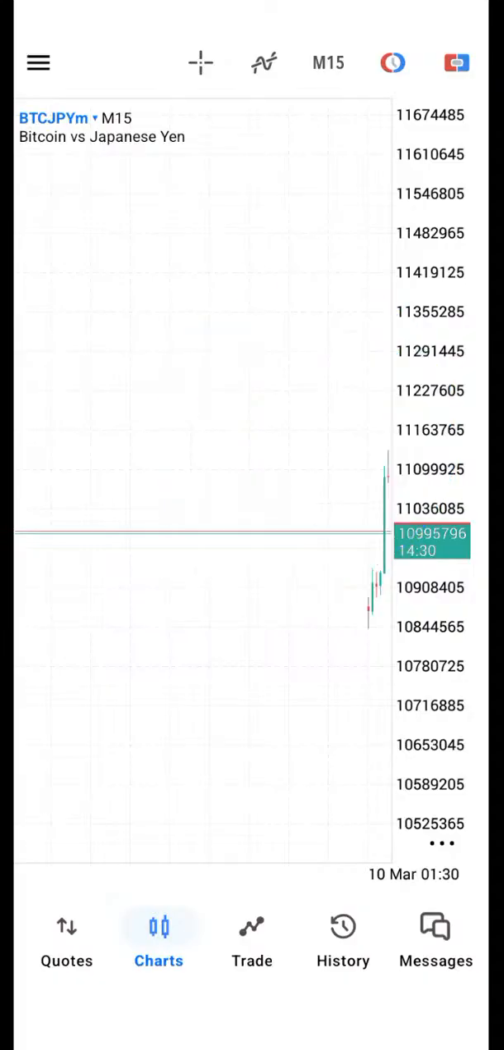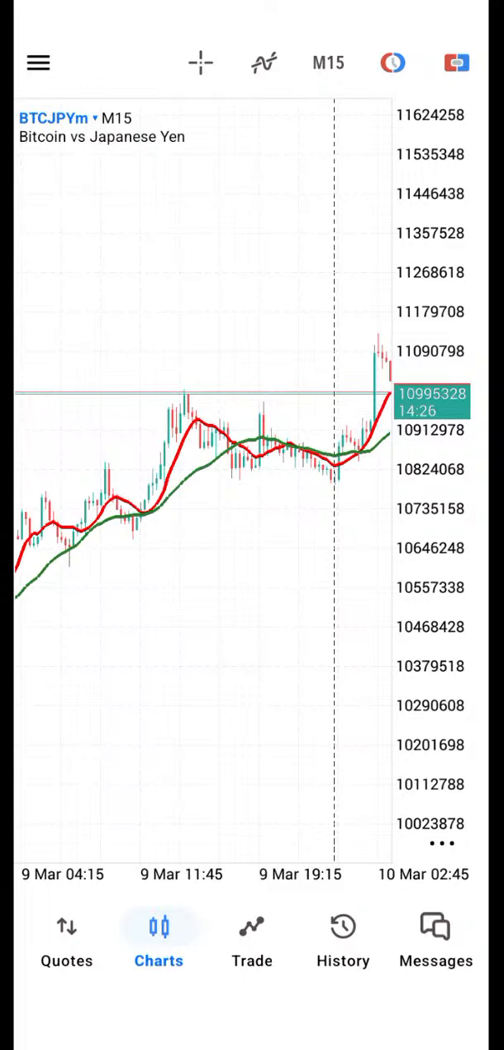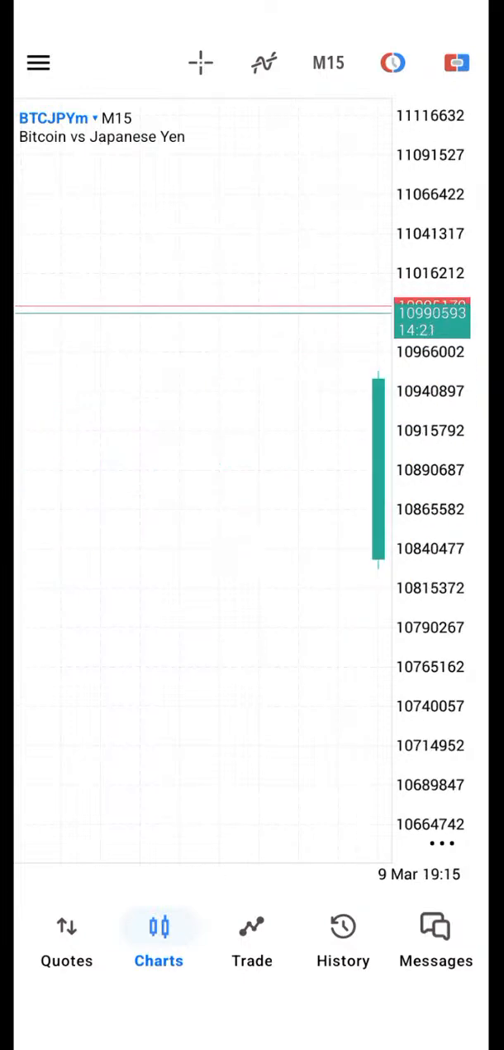Now let me take it to 5 minutes. Why is it bubbling or something? Your screen is bubbling. Oh.